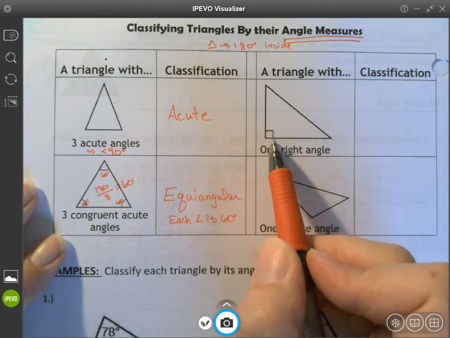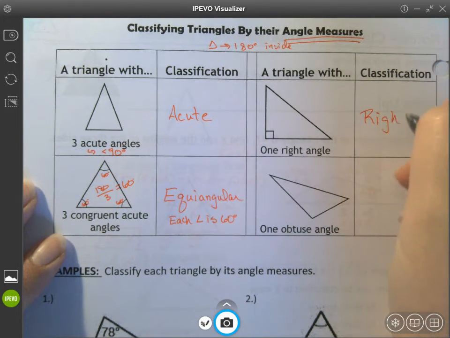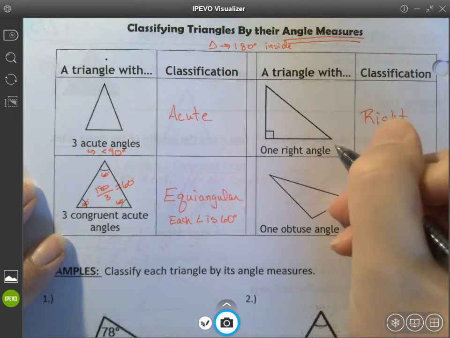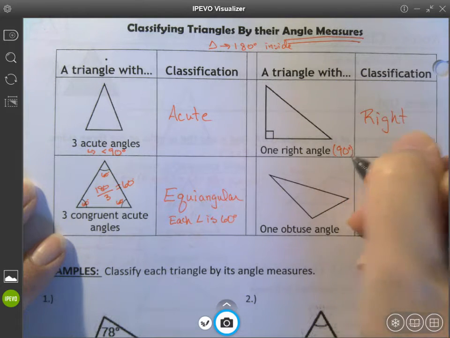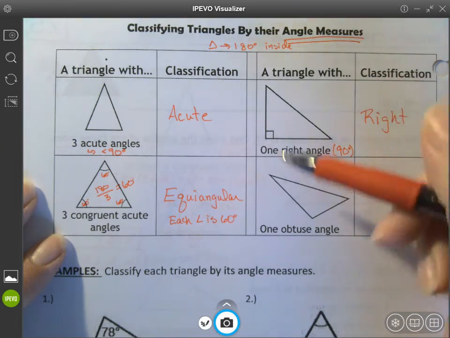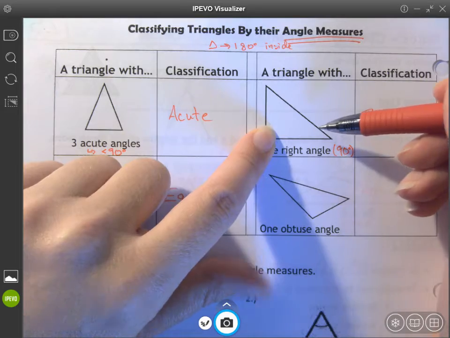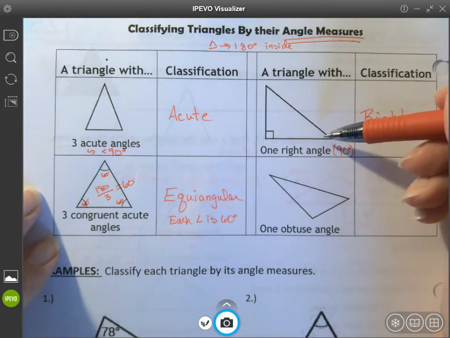Okay, next one. Pretty obvious. We've got a right angle, so guess what this one's called? A right triangle. Who knew? Okay? One right angle means you have one that is exactly 90 degrees. I can only have one 90-degree angle, because if there's 180 degrees and you take off 90, there's only 90 left for these to share. So these angles both have to be acute then.